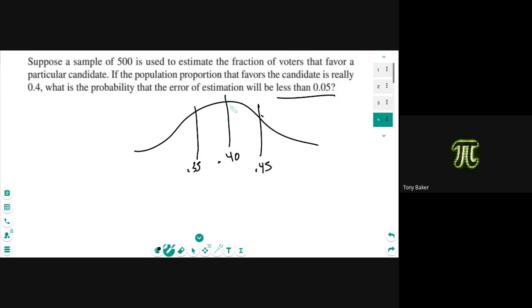So if this is true, that would be plus or minus 5%. Correct? Do you understand why or no?